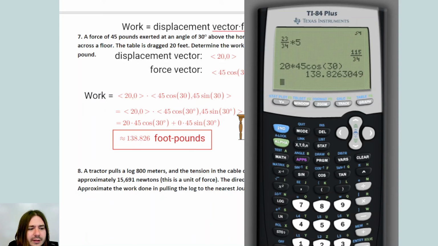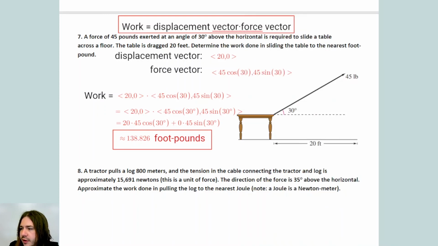All right, let's look at the next one. Each one of these we're going to work very similarly. Really, it doesn't get any easier unless you're dragging in the same direction, like the force vector is in the same direction as the displacement vector. So let's get rid of this calculator and read the next one.